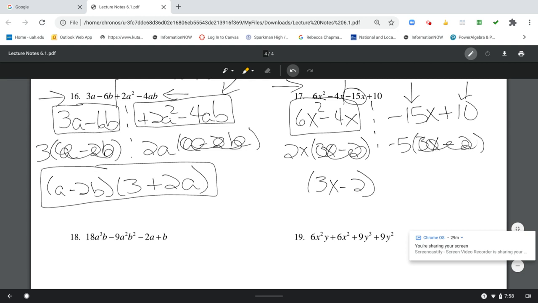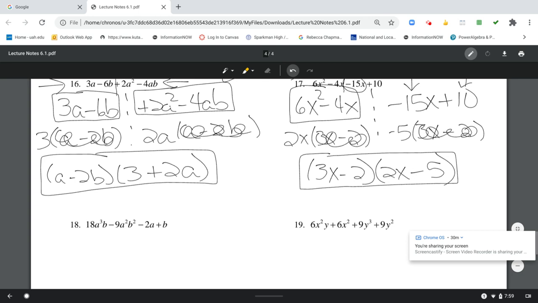Now, remember, I'm not canceling them. I scribble them out so that I can see clearly that I have a 2x and a negative 5 left over that has to be grouped together. So this would be my final answer. Now, you don't have to scribble out those common groups. I'm just a visual person, and that's what I need to do to see what's left over.